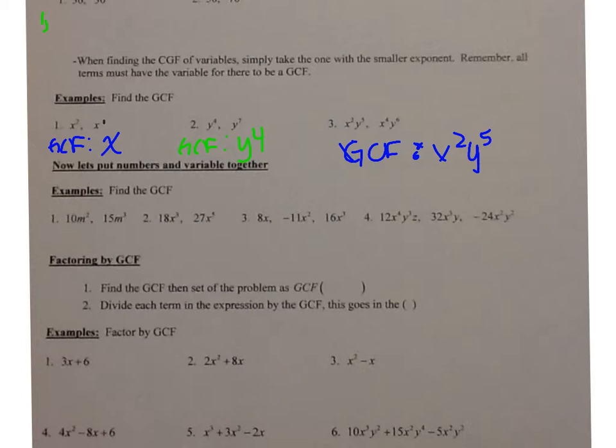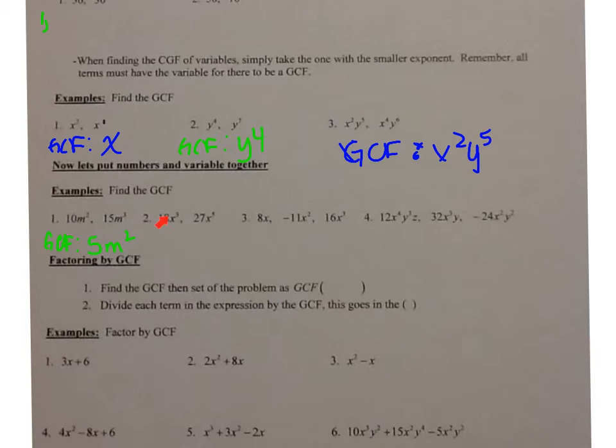All right, so now let's put numbers and variables together. So we're going to find the GCF, and I have a couple of problems here. So let's take a look at number 1. We have 10m squared and 15m to the third. So start with just the numbers. What's the largest number that goes into 10 and 15? So what do you think? So that would be 5. And then I have m squared and m to the third. Smaller one is m squared. So my GCF is 5m squared.